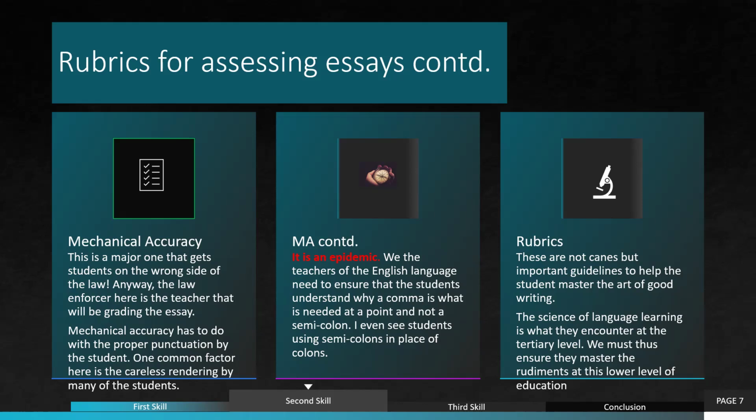So then let's go to rubrics. Rubrics are not kings, but important guidelines to help the student master the art of good writing, because where there's no law, there's no sin. The science of language learning is the world they encounter at tertiary level. And I want to say this: everybody learns the same basic usage of the language, whether you are going to be an engineer or a medical doctor. Within the Nigerian structure where English is compulsory, it's basically the same rules, the same guidelines that everybody learns to do their work. Now, if you decide to study English, what you are learning is the science behind the language.